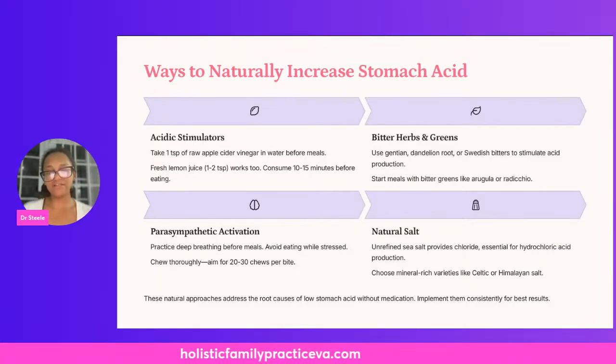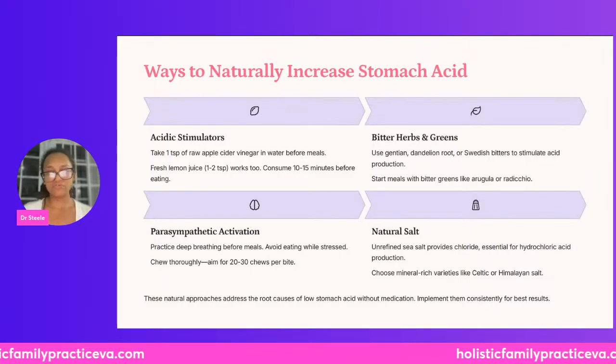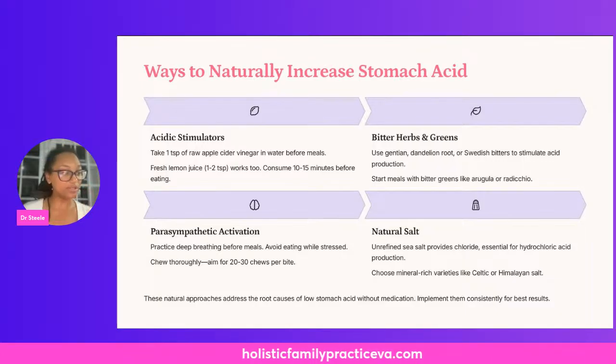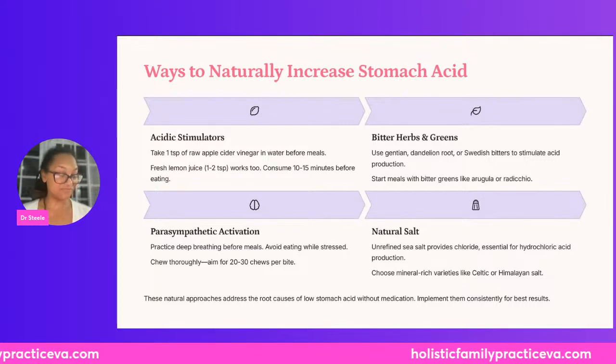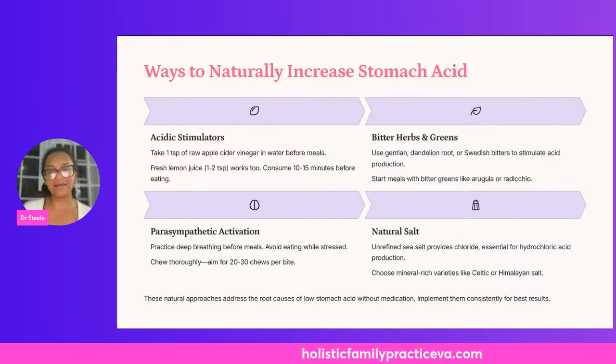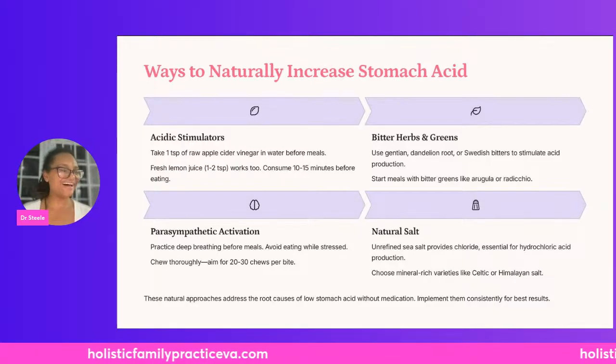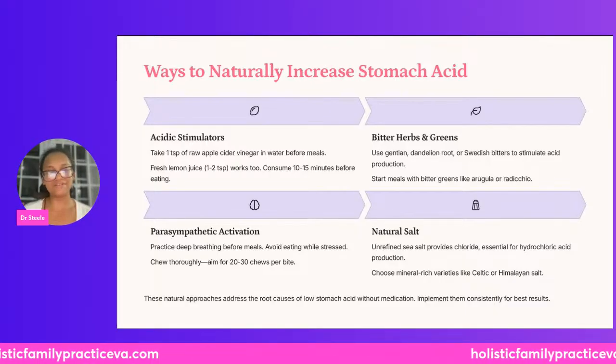Natural, unrefined sea salt also provides chloride, which is essential for hydrochloric acid production. So you're going to choose your mineral-rich natural salt varieties like Celtic or Himalayan sea salt. They have about 86 minerals in them, and so that can really help for remineralization.